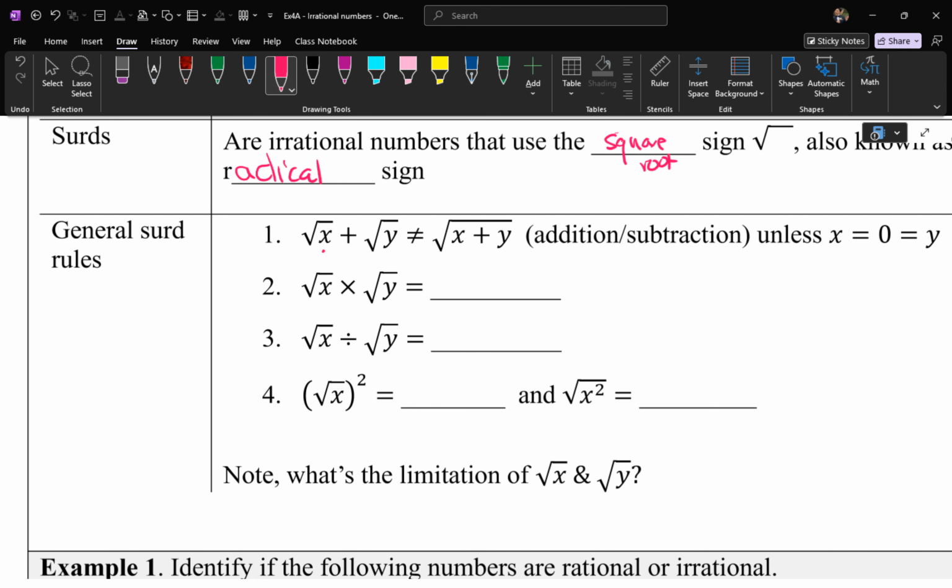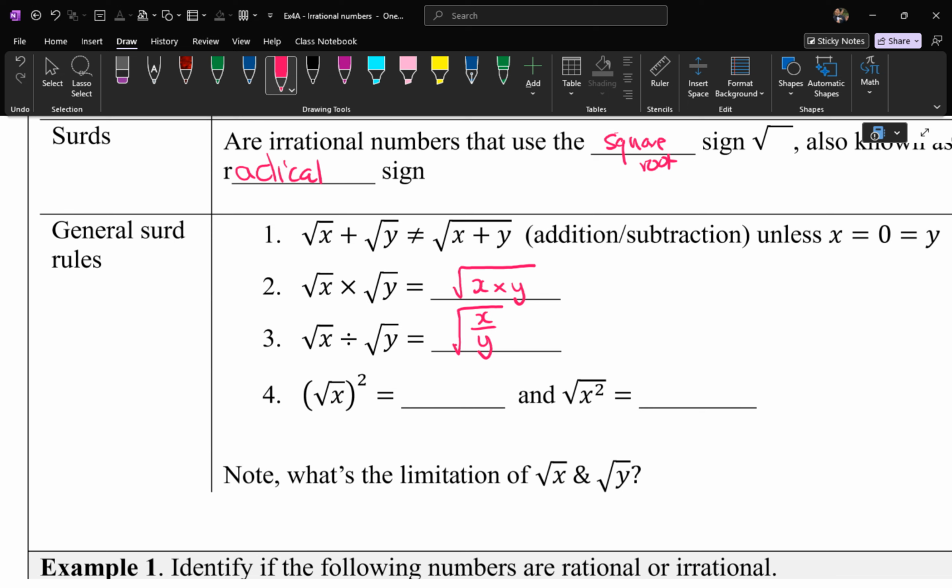But here we go. Root x plus root y is not the same as root of x plus y. But root of x times root of y does equal root of x times y. And if times works, just write it down, division would also work too. So that means when you're dividing surds, it will then be root of x over y.